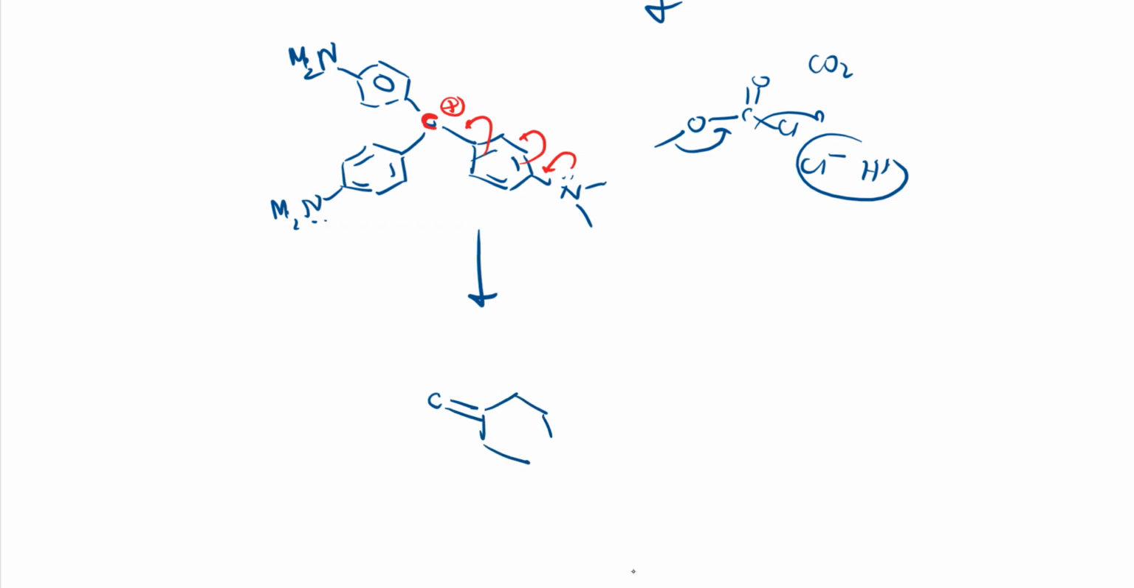So this is the structure of my malachite green. No, sorry, not malachite green. I am still in the basic class only. So this is the structure of my crystal violet.